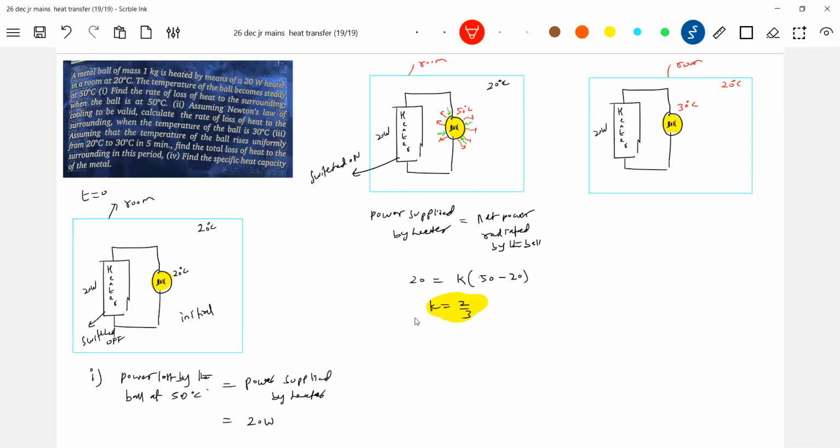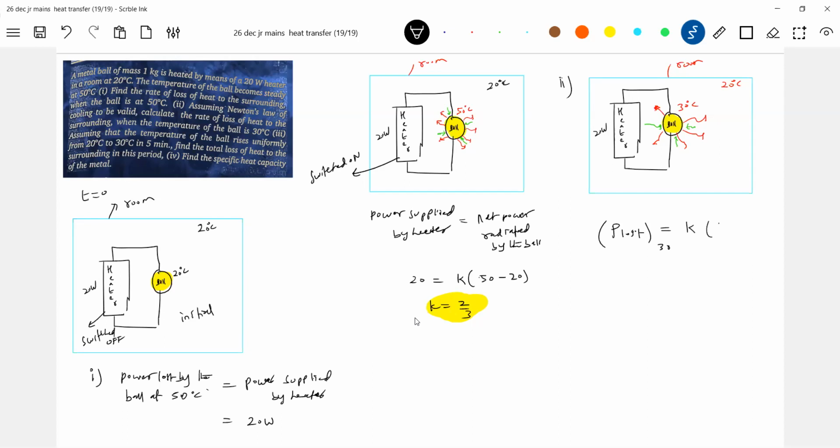what will happen? It will be emitting. What to write here? Power lost, no? So this will be power lost. The second part of the problem. Power lost when it is at 30 degrees Celsius, or dQ by dt. So if you are getting dQ by dt, power lost when the temperature of the ball is 30 degrees.